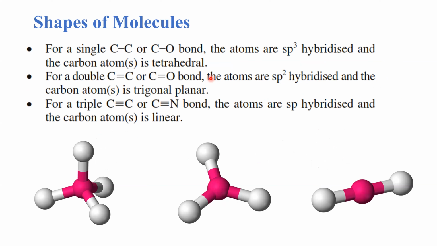Now the shape of the molecule, I have told you, for a single carbon-oxygen bond, the atoms are sp3 hybridized, and the carbon atom is tetrahedral. For a carbon double bond and carbon-oxygen double bond, the atoms are sp2 hybridized, and the carbon atom is trigonal planar. For a carbon triple bond or carbon-nitrogen triple bond, the atoms are sp hybridized, and the carbon atom is linear. I have shown you with the ball and stick model that this is the tetrahedral shape. And if you just draw the lines, this is properly the tetrahedral shape. This is the trigonal, and this is the linear.